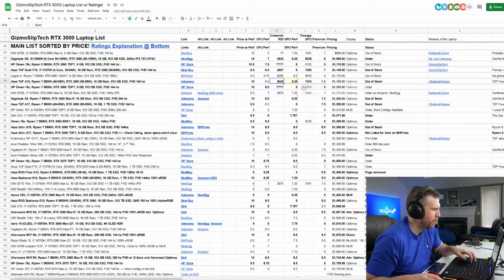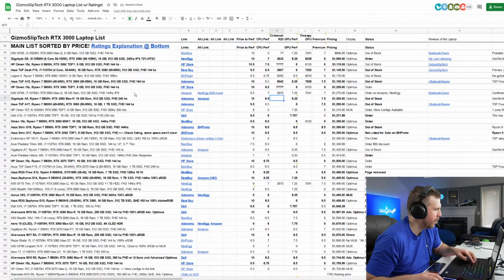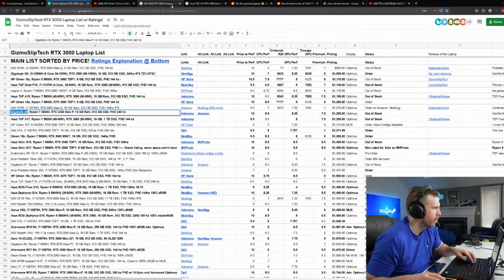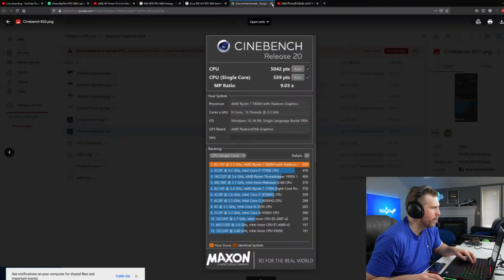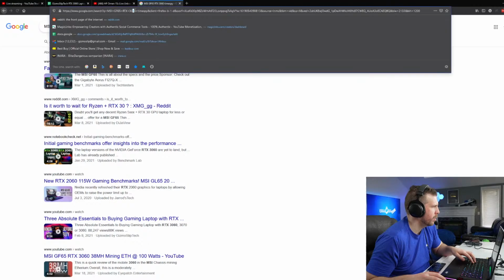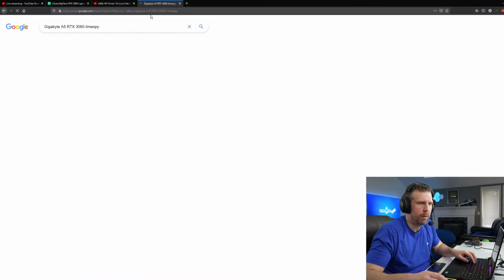So these should be the exact same, right? Between the A15 and A17? In theory this should be at least, but maybe I should try to find one specifically for that unit if I can. Okay, Gigabyte A5. Let's try that one out. As long as I keep saving all the links, I can always go back to these easily enough. So, Gigabyte A5 RTX 3060 Timespy.